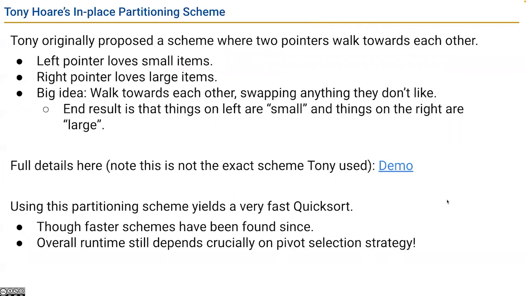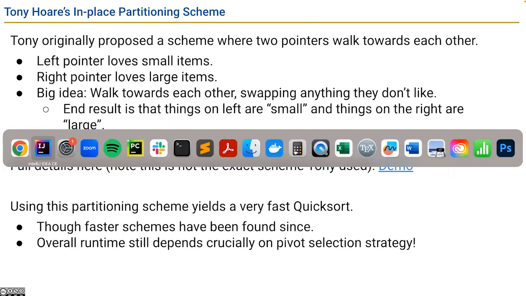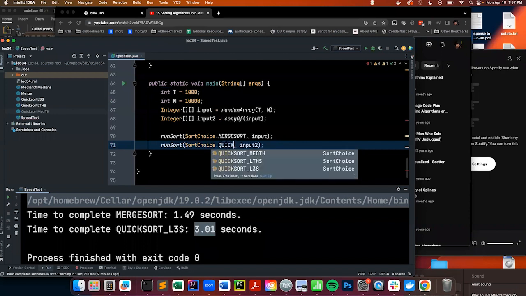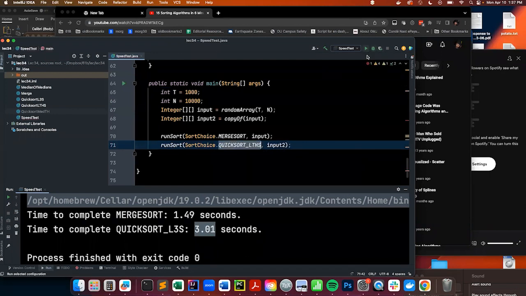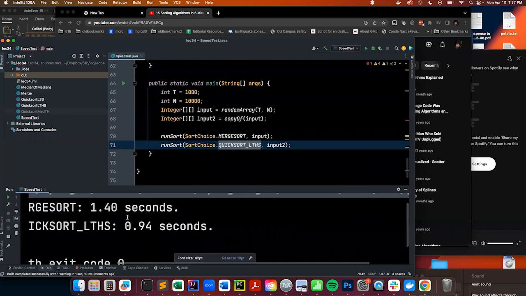All right, cool. So this partitioning scheme yields a very fast Quicksort. There are faster versions, and I'll tell you about one of those in a bit, but the overall runtime still really depends on the way you pick your pivot. If I run it, actually I just spoiled it. If I go down here and say Quicksort, Tony Hoare style, LTHS, I'll tell you what that means in a second. With this version, you don't get to see it, but it finishes in 0.94 seconds.